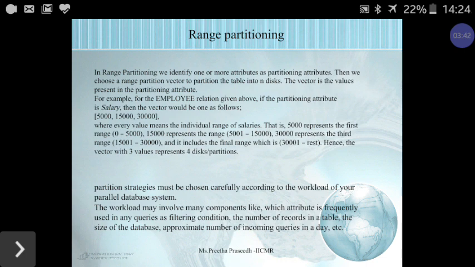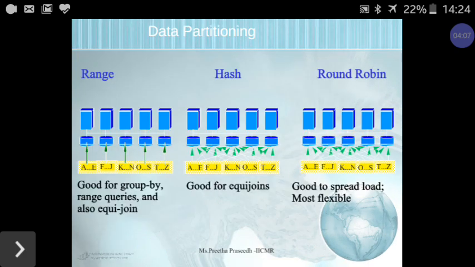Partition strategies must be chosen carefully according to the workload of the parallel database system, because the workload may involve many components: the attributes frequently used in queries as filtering conditions, the number of records in a table, the size of the database, and the approximate number of incoming queries in a day. All these things must be considered while partitioning the data. Range partitioning is good for group by and equijoin, hash partitioning is good for equijoins, and round robin spreads the load and is the most flexible one.